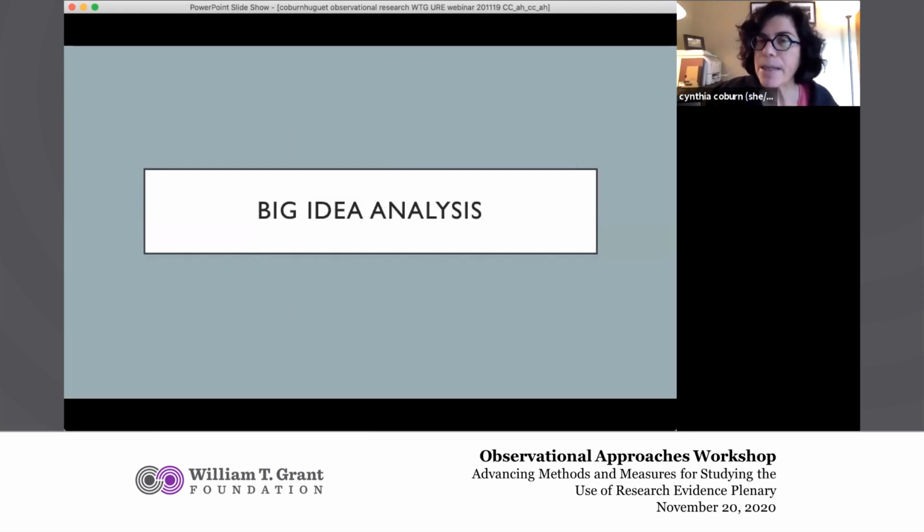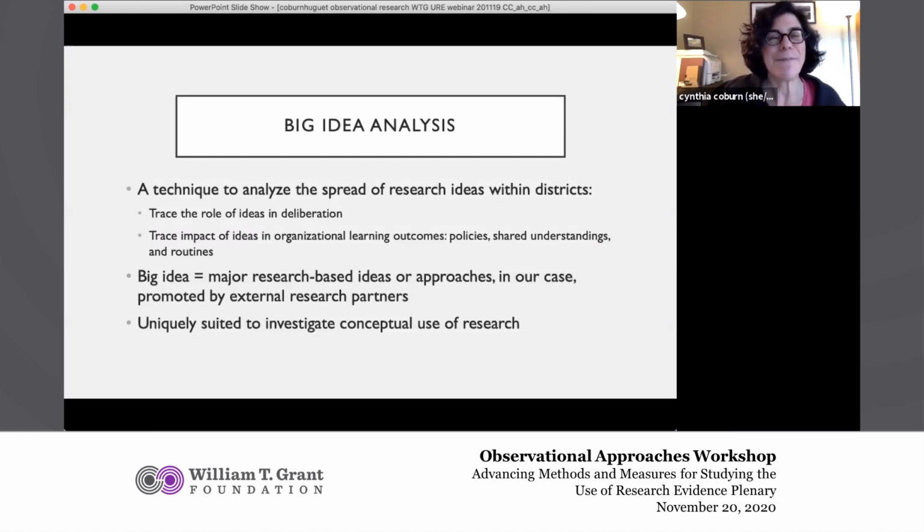I'm going to talk a little bit about a second approach that we've used, which we fondly call a big idea analysis. If you have a better thing that we could call it, please let us know. As I mentioned in the plenary, it's a technique to analyze the spread of research ideas within a practice setting, in this case school districts. We've used this in this study and two or three more studies now, where we trace the role of ideas in deliberation, but also the impact of those ideas on the organizational learning outcomes I talked about before: policies, shared understandings, and routines.